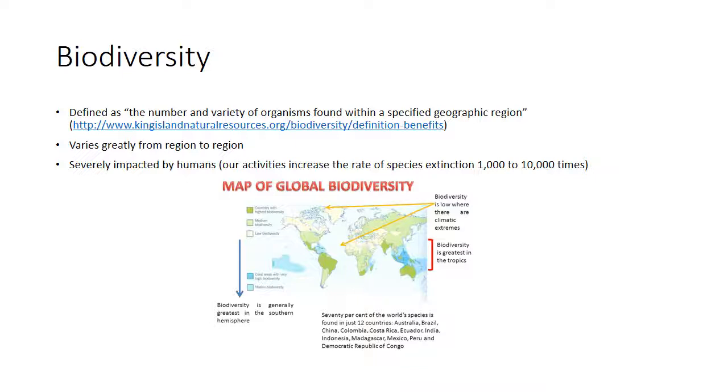Defined as the number and variety of organisms found within a specified geographic region. I'm giving you a reference to the site where this is discussed in great detail. I advise you to go over it. There's a lot in the site, and I will not put everything, of course, on the quiz or exam, but just for your better orientation in ecology and in the questions of biodiversity, I advise you to go over it.